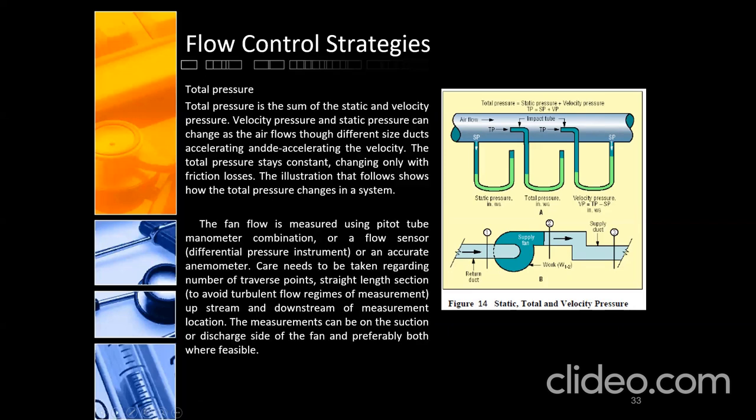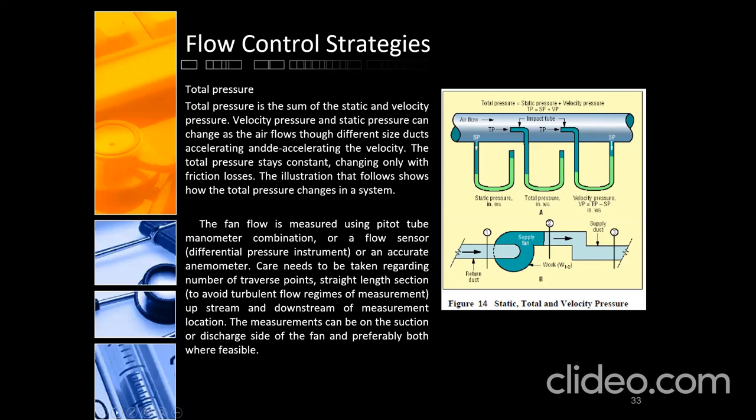So, total pressure is the sum of the static and velocity pressure. Velocity pressure and static pressure can change as the airflow goes to different size duct, accelerating and decelerating the velocity. The total pressure stays constant, changing only with friction losses. The illustration that follows shows how the total pressure changes in the system.